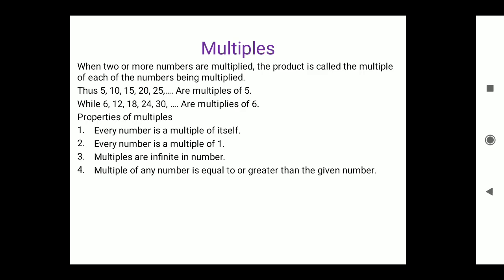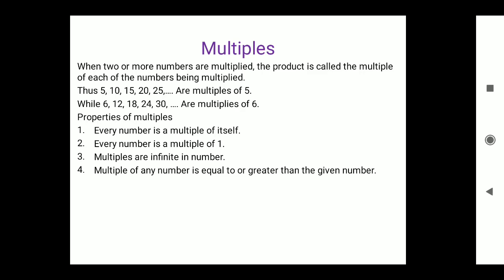When two or more numbers are multiplied, the product is called a multiple of each of the numbers being multiplied. Thus, 5, 10, 15, 20, 25 are the multiples of 5. If I say multiple by 6, that is not possible, while 6, 12, 18, 24, 30 are multiples of 6.